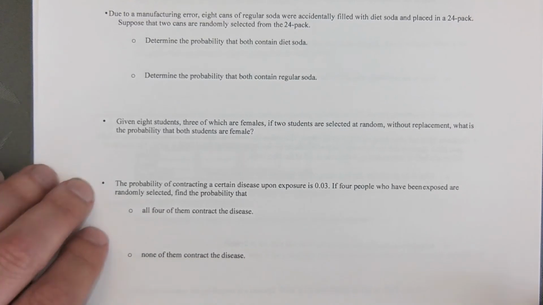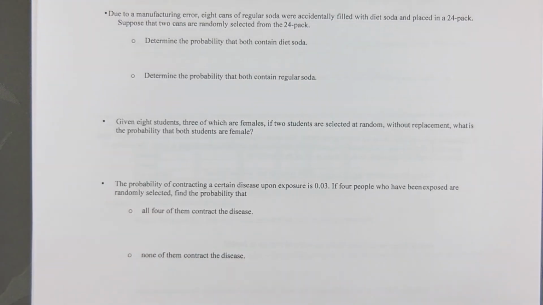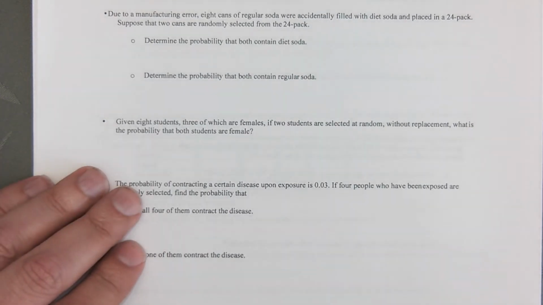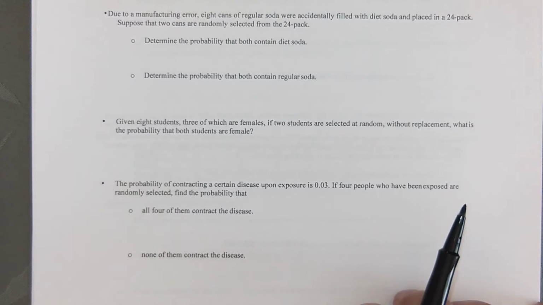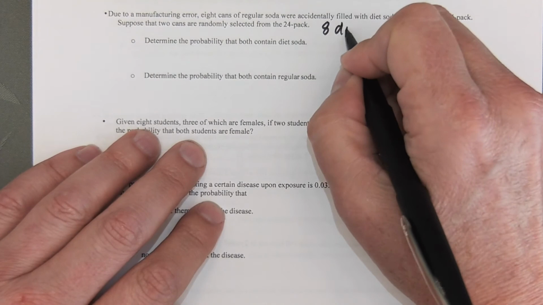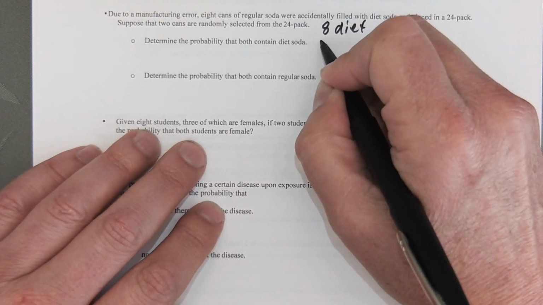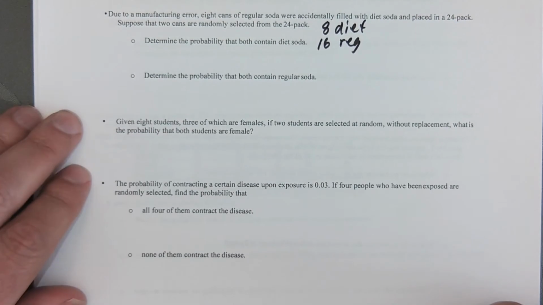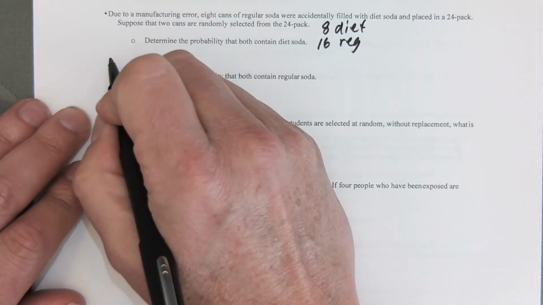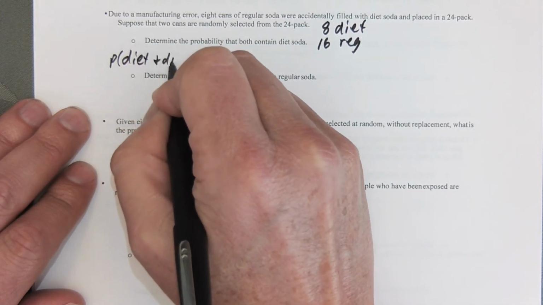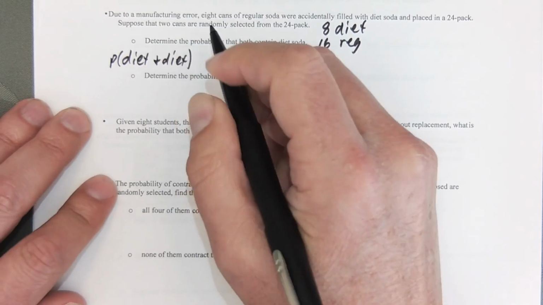So due to a manufacturing error, 8 cans of regular soda are accidentally filled with diet soda and placed in a 24-pack. Suppose that 2 cans are randomly selected from the 24-pack. We're assuming without replacement in this case. We're assuming someone is drinking these sodas. And to be clear, 8 of them are diet, which means the remaining 16 are regular. And this one wants to know what's the probability of getting a diet and a diet. Again, this will be without replacement.